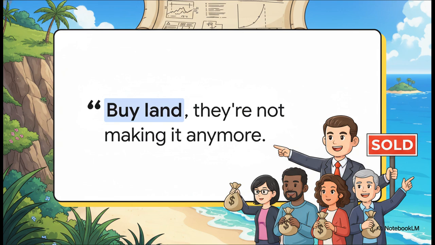Mark Twain had this famous piece of advice. Buy land, they're not making it anymore. And honestly, that brilliantly illustrates the absolute extreme end of the supply spectrum, which is perfectly inelastic supply. It literally does not matter if the price of a beachfront property multiplies by 1,000. Producers cannot magically manufacture more coastline. The quantity supplied absolutely cannot stretch, no matter how high the price goes.